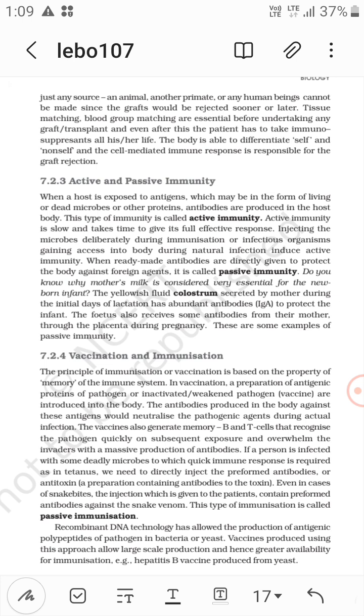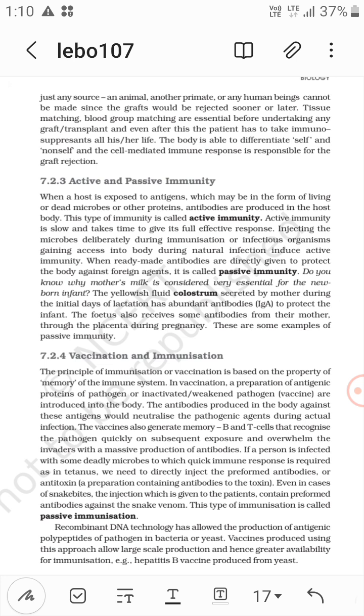So injecting the microbes deliberately during immunization, or infectious organisms gaining access into the body during natural infection, induce active immunity, right?